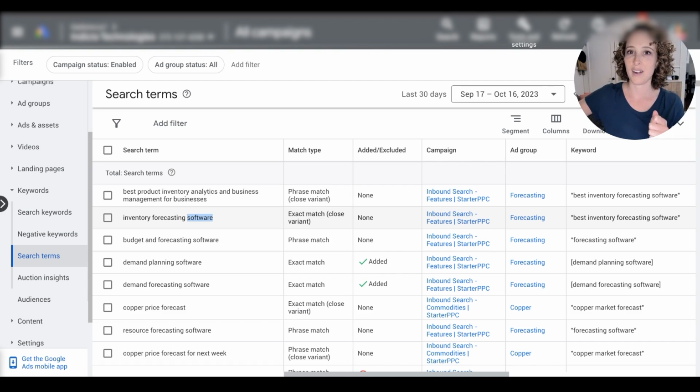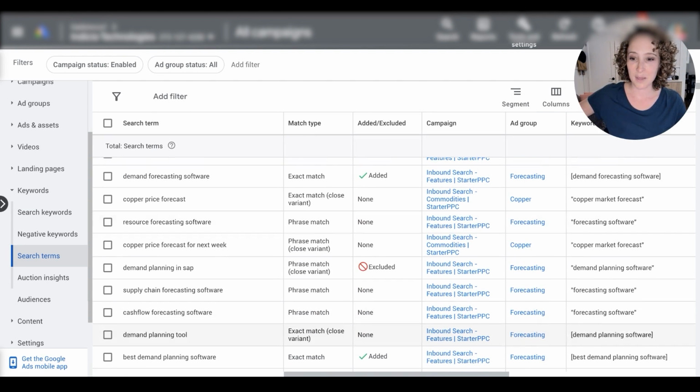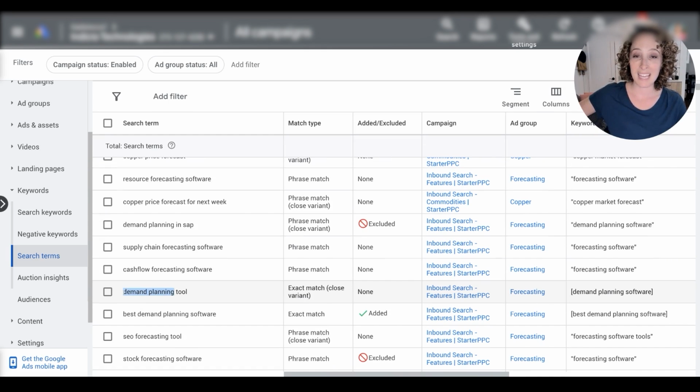I want to buy a software. Okay, so they're not searching for inventory forecasting. They're searching for inventory forecasting software. They're not searching for demand planning. They're searching for demand planning tool, right? They're looking for a SaaS solution that potentially we sell.